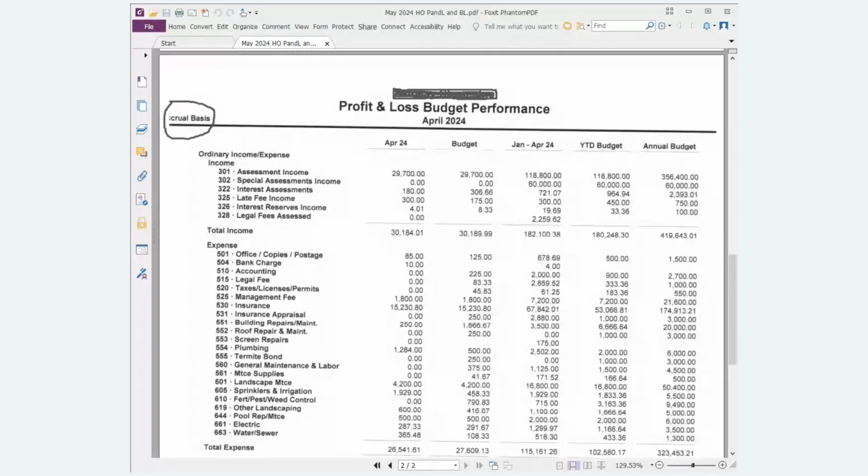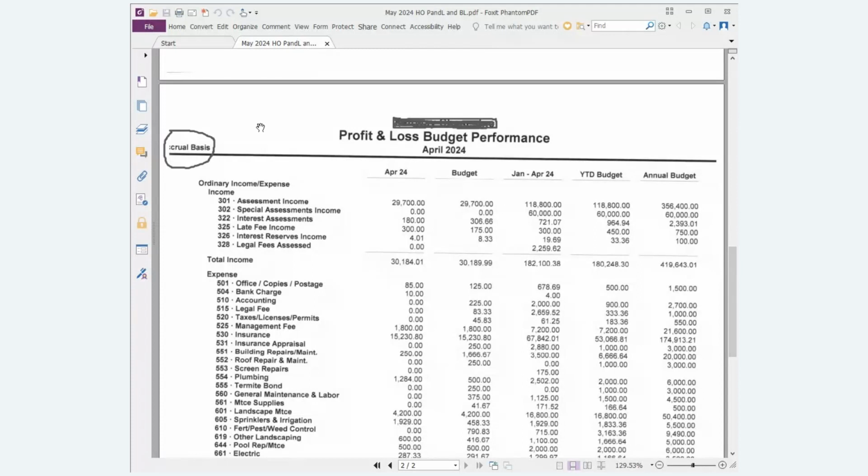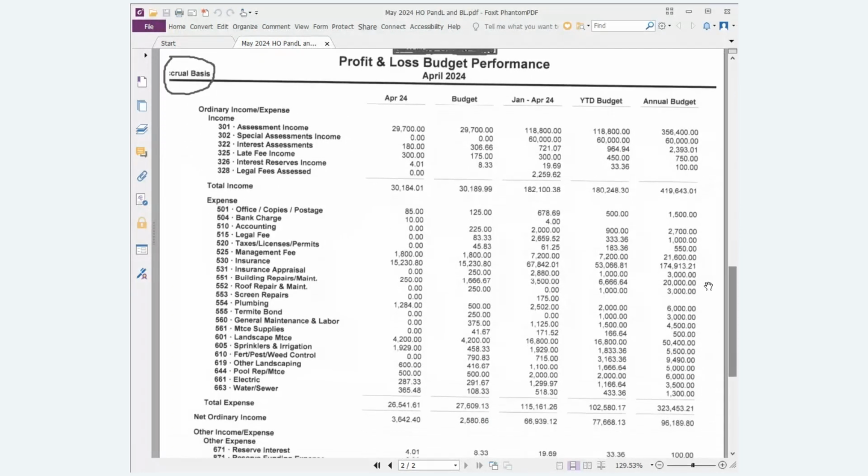Generally accepted accounting practices say that we should use accrual accounting for this. This particular HOA uses a modified or hybrid method. Some call it accrual for the income and actual for expenses. The P&L report for an HOA is intended for the operating expenses only. There's a supplemental report that could be used to cover the reserve accounts.